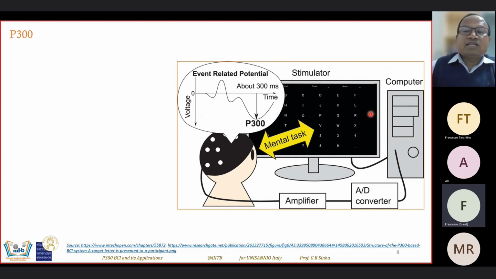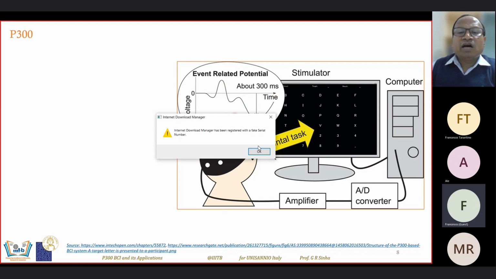So as you can see, there is one more picture which is coming. Look, there is a stimulator, which is nothing but a board where a number of letters are written. You may ask the subject or a person to do some mental task on the basis of these letters. While doing the mental task or watching a certain combination of characters, some reaction will be recorded at P300.